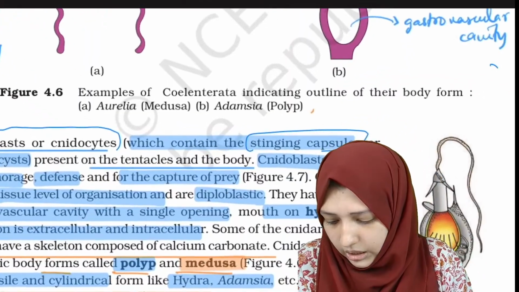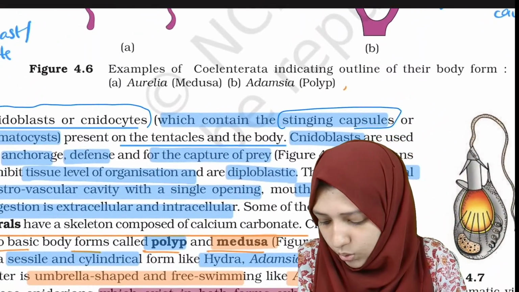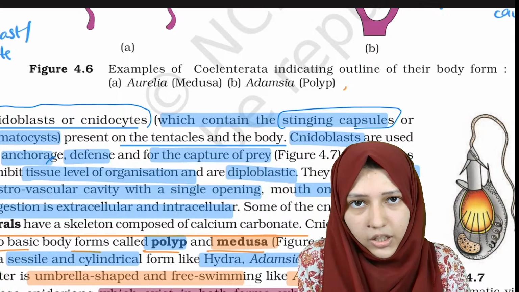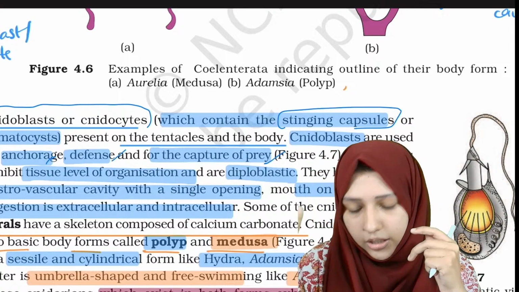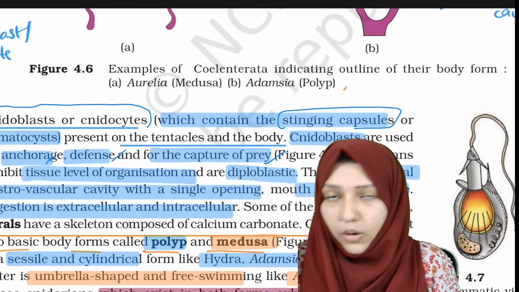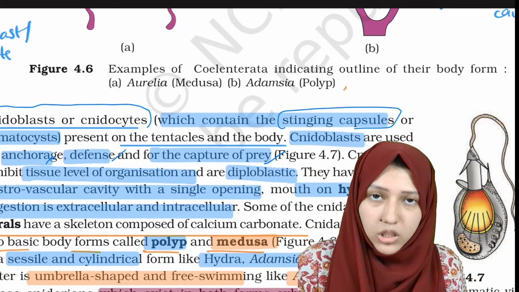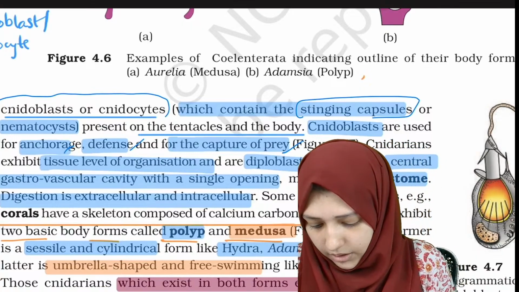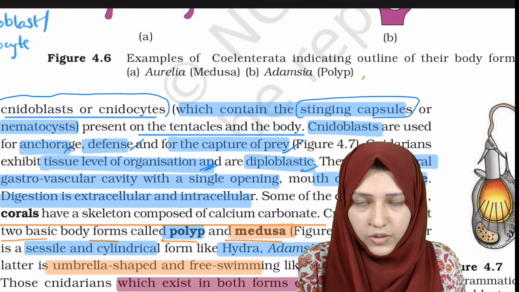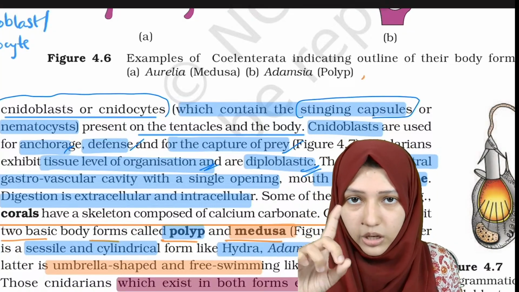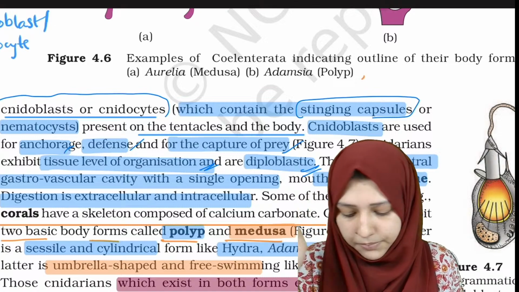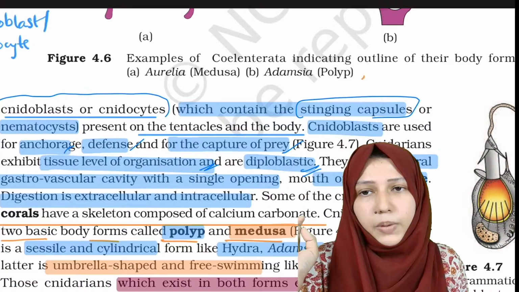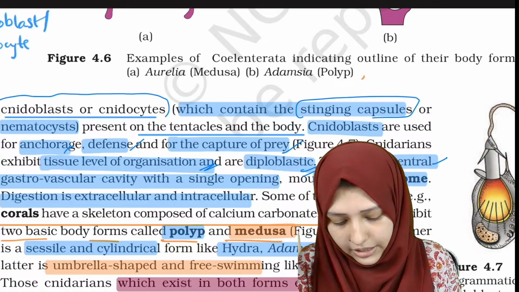Now going into the uses of having this cnidoblast. The uses are anchorage, defense, and capture of the prey. Anchorage means it helps to anchor. Okay, what is the level of organization? Sponges was cellular level, Cnidaria is tissue level of organization. Okay, they are diploblastic. Cnidaria is the only phylum which is diploblastic. Clear? Okay. And they have a central gastrovascular cavity with a single opening.